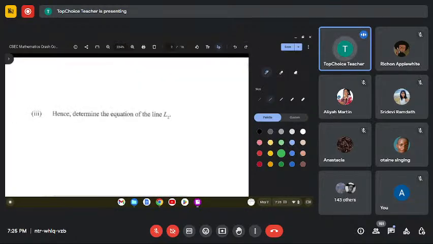In order to know the equation of a line, the equation of a line is always in the form of y is equal to mx plus c. We need two pieces of information to find the gradient.